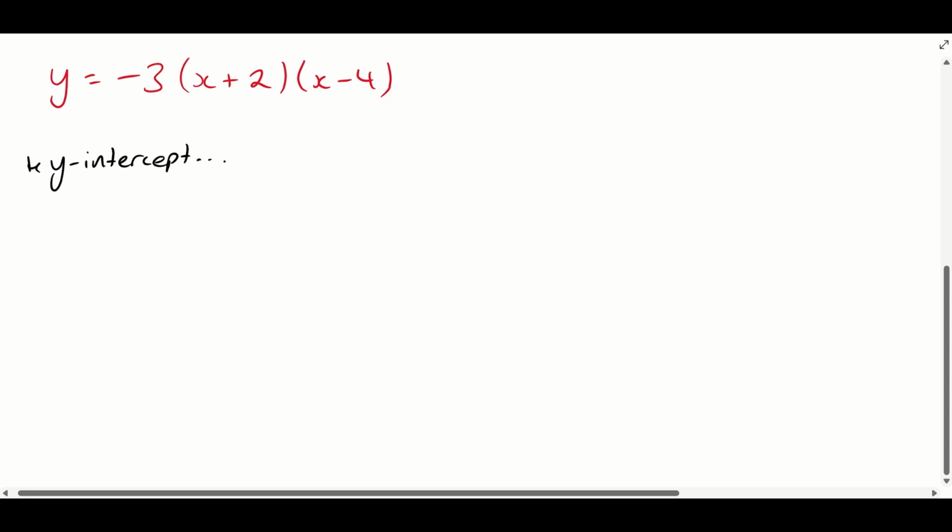So it might be y equals -3 times x plus 2 times x minus 4. Remember, the y-intercept is just when x is equal to 0. So everywhere I see an x, I just put a 0 in. So -3 times 0 plus 2 is just 2, and then 0 minus 4 is just minus 4. And well, we end up with positive 24 here, sorry. So 0, 24. Okay, so that's the y-intercept.